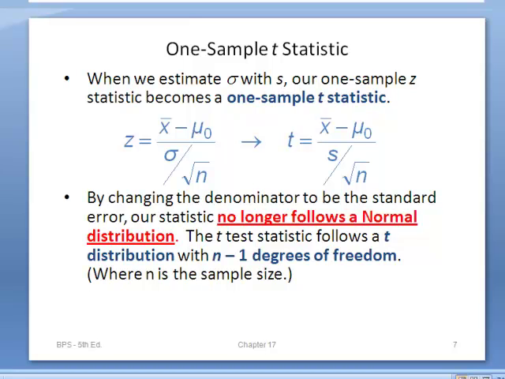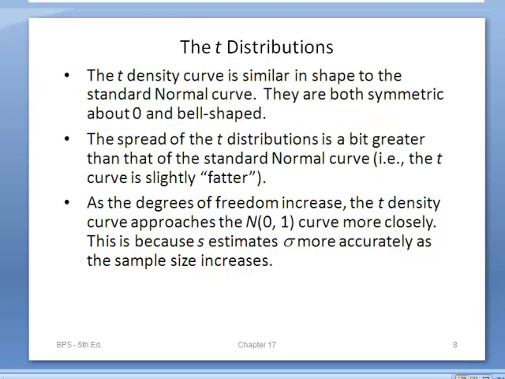By changing that denominator to be the standard error, our statistic is no longer following a normal distribution. The t-test statistic follows the t-distribution with n minus 1 degrees of freedom, where n is our sample size. So now when we have to find our test statistic, we're going to have to know both our confidence level and our sample size so that we have degrees of freedom.